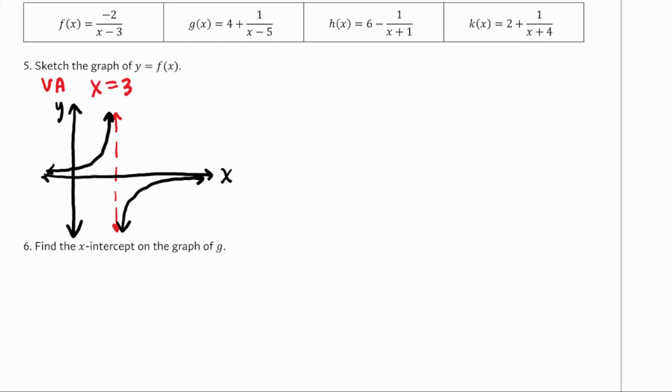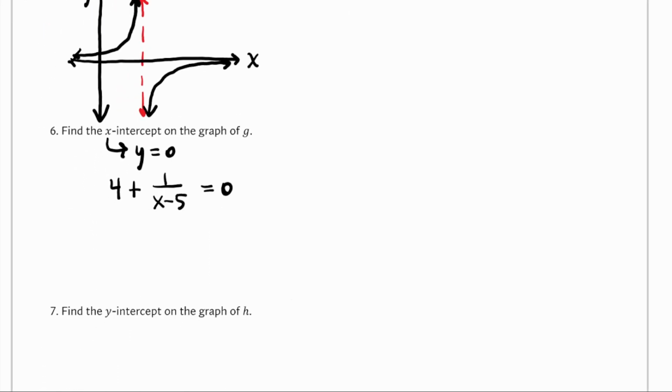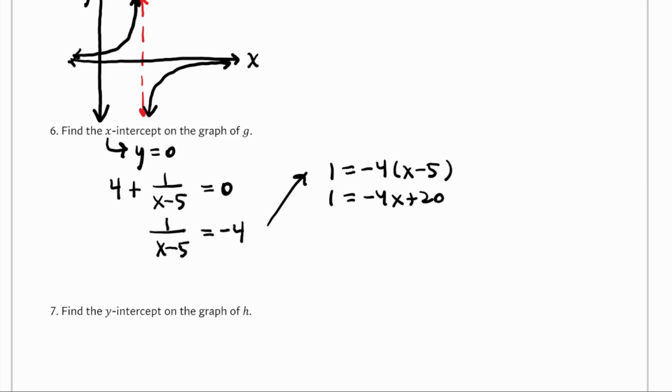Find the x-intercept on the graph of g. An x-intercept is where y is equal to 0, and y on g is equal to 4 plus 1 over x minus 5. So that's going to equal 0. Then I'm going to subtract 4 from both sides and multiply both sides by x minus 5. So 1 will equal -4 times x minus 5. Distribute. Subtract 20. So 1 minus 20 is -19 equals -4x. Divide by -4, and x is 19 over 4.